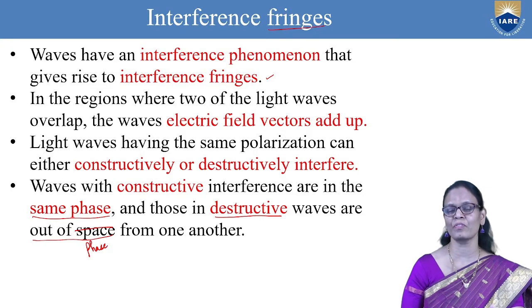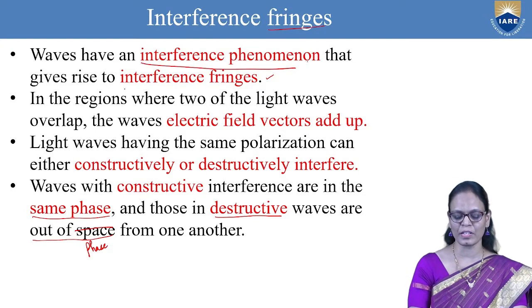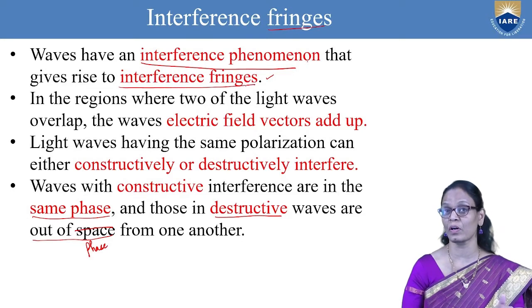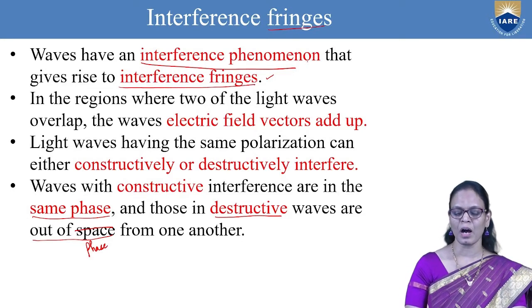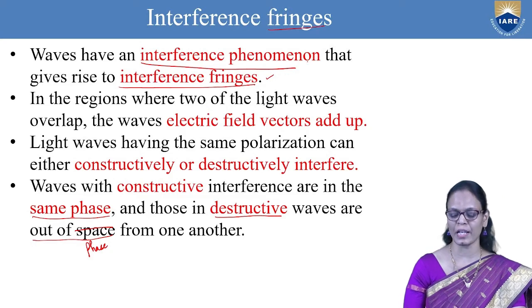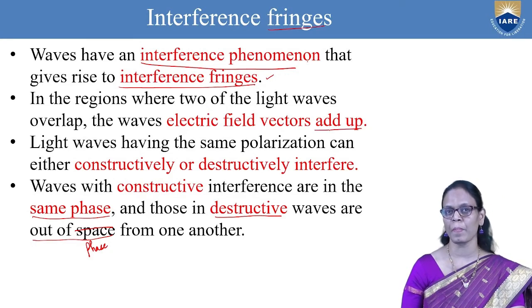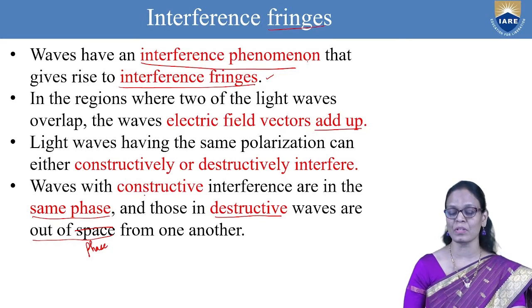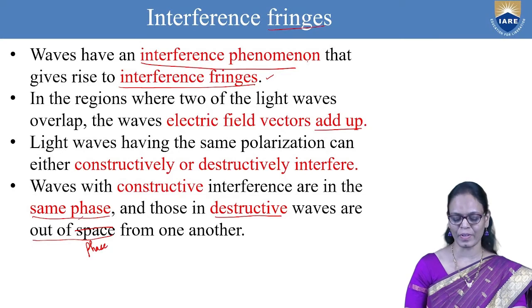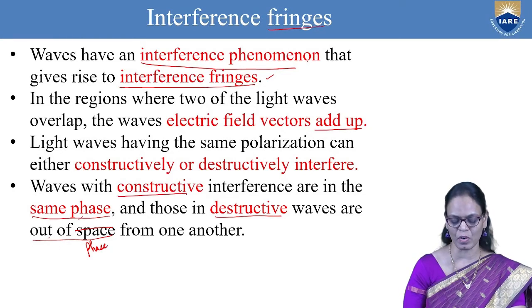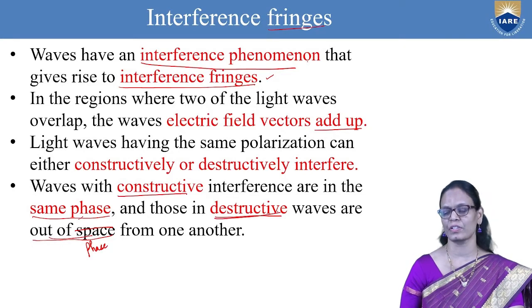When waves exhibit interference phenomena, because of it we get the fringes, which we call interference fringes. How are we getting interference fringes? It is due to the electric field vectors getting added up. So when they are adding up, how are we seeing them as two waves? Either if they are in phase we have constructive interference, or if they are out of phase we have destructive interference.